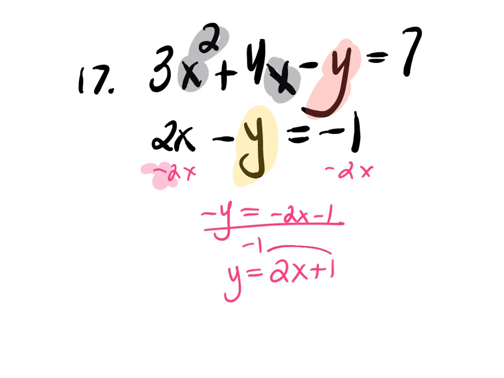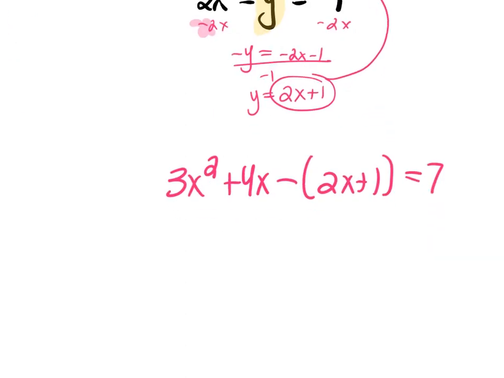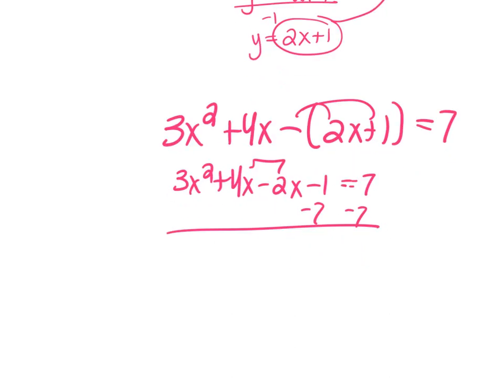So that means where I see a y in this equation up here, I'm going to plug it in. So I have 3x squared plus 4x minus (2x plus 1) equals 7. 3x squared plus 4x. I'm going to distribute that negative, so it's minus 2x minus 1 equals 7. Subtract 7 from both sides. Combine like terms here. 3x squared plus 2x minus 8 equals 0. And now we factor like normal.